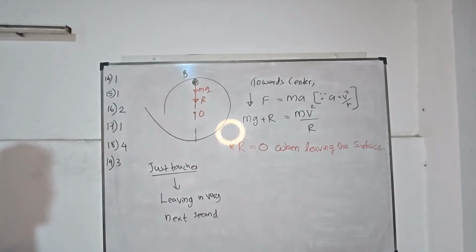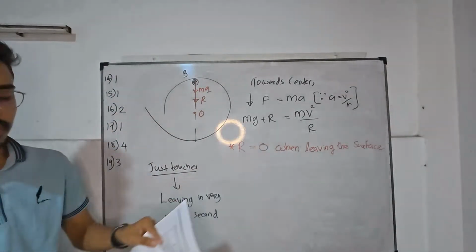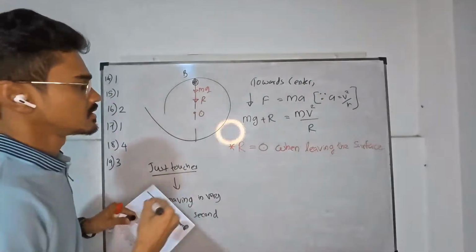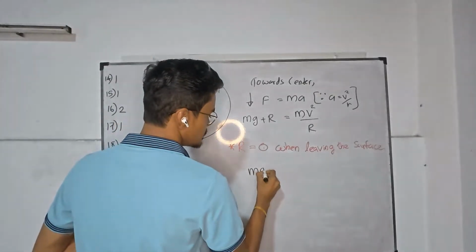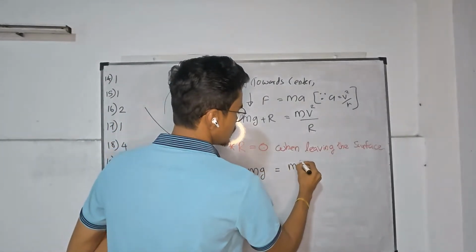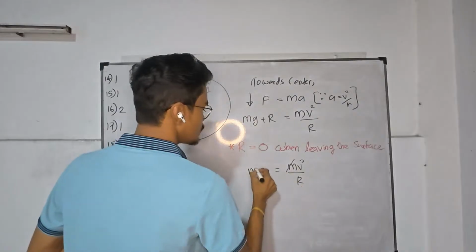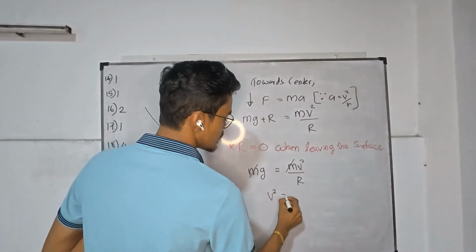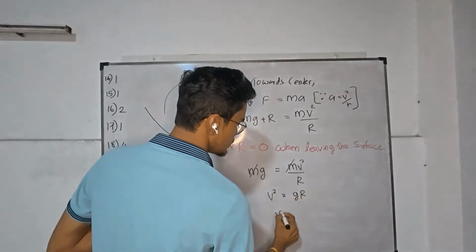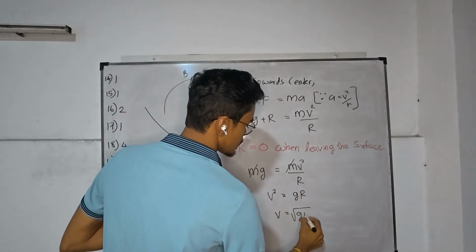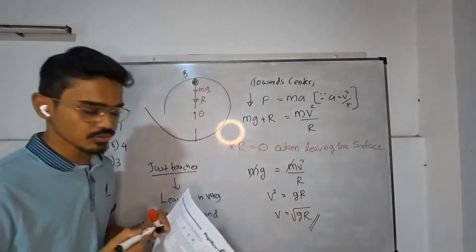Just touches means leaving in the very next second. So therefore R becomes zero when it leaves. Right? So make it zero. Mg equals mv squared over r. M and m cancel, so v squared equals gr. V equals root gr.